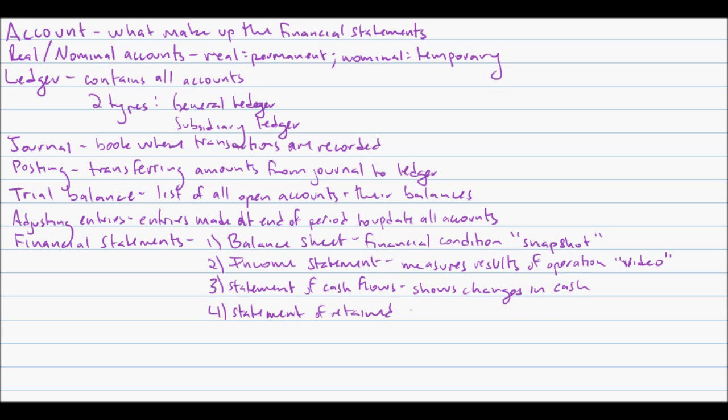The last financial statement is the statement of retained earnings. This is basically going to reconcile the beginning balance of retained earnings to the end of the period. Again, this is a video because it shows change over time. We basically take the beginning balance for retained earnings and show all the activities that affect it, and then we eventually come to the ending balance, which we report in the balance sheet.